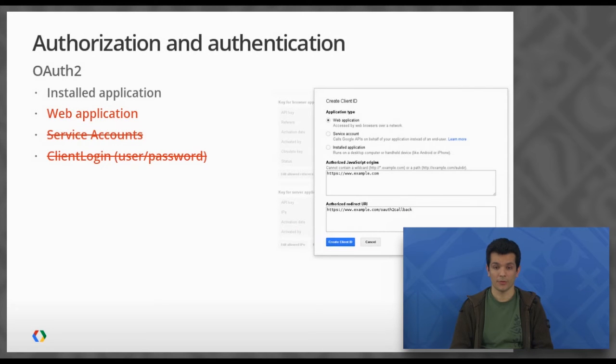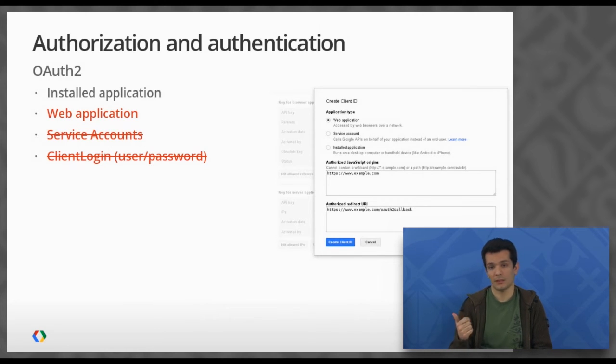So let's talk about authorization and authentication a little bit. We use the OAuth2 standard, as with most APIs at Google, but we do it in a slightly different way because we're authenticating ourselves, the host, as the user. So this has a few interesting quirks. To start with, you can't use ClientLogin. That's been deprecated for a while. And you can't use service accounts either because the data you're accessing is protected user data, even if that user is yourself. So that leaves us with two options, installed application and web application.